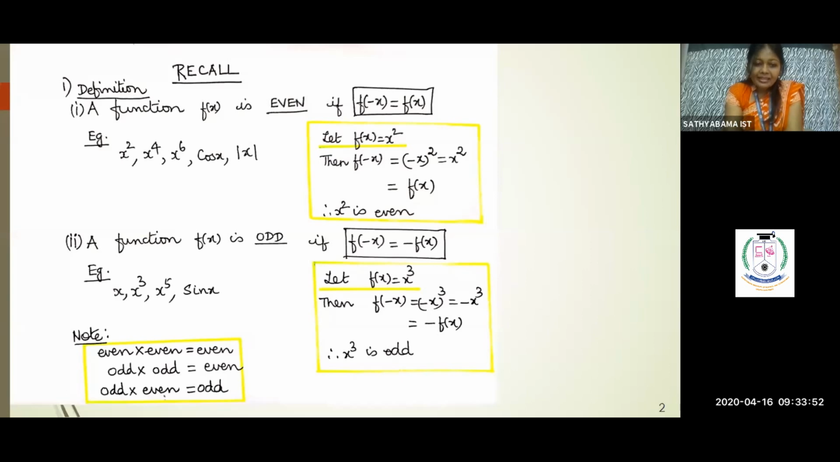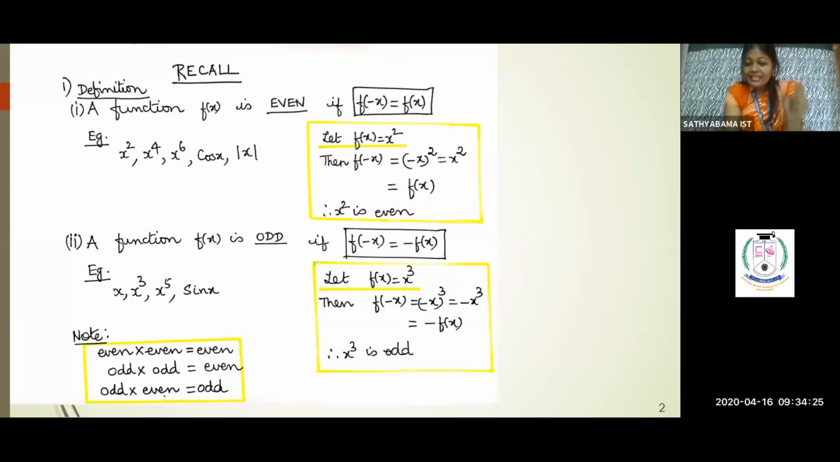So x, x cube, x power 5, x power 7, in fact, any odd power of x is an odd function. Other examples are sin x, tan x, etc. Now how do you check that f of x equal to x cube is odd? Consider f of minus x, look at the yellow highlighted portion on the right-hand side. So what would that be? Minus x the whole cube. And what is minus x the whole cube? It is minus of x cube, which is the same as minus of f of x.